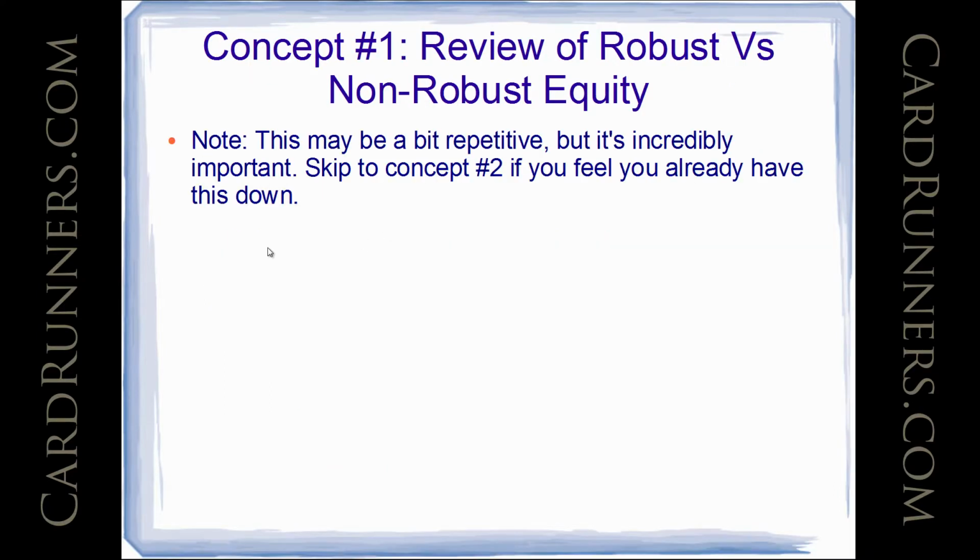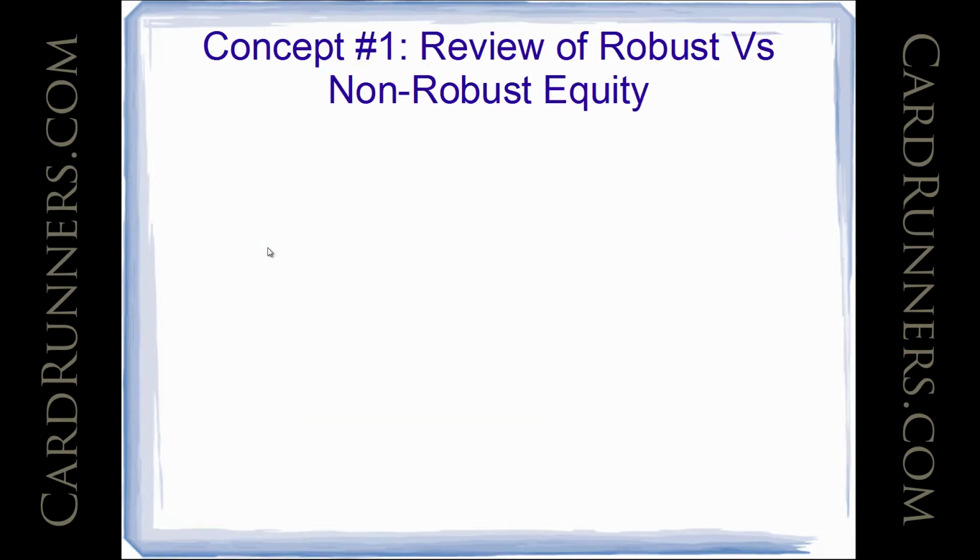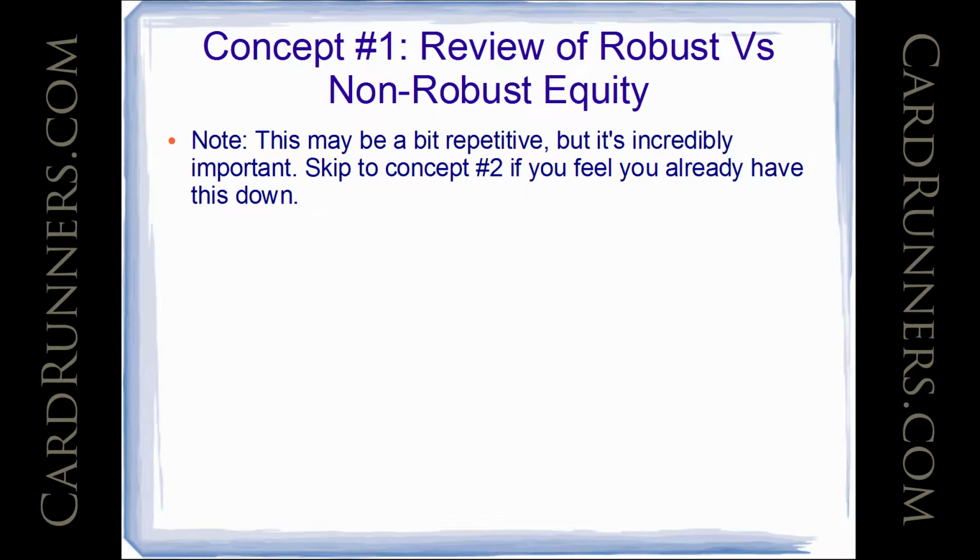So concept number one, which is how stack depth changes the value of hands, can basically be rephrased as you need to understand the difference between robust and non-robust equity. So this may be a bit repetitive. I talked about it in the previous video, but it's incredibly important. If you feel you already have a really good understanding of the differences between robust and non-robust equity, and you understand how you can have a hand that has both components in it, like sometimes you'll have a hand that has robust and non-robust equity in that same hand, if you've got all that down, don't feel bad, just skip ahead to concept number 2, which is probably like 5 minutes ahead from right here.